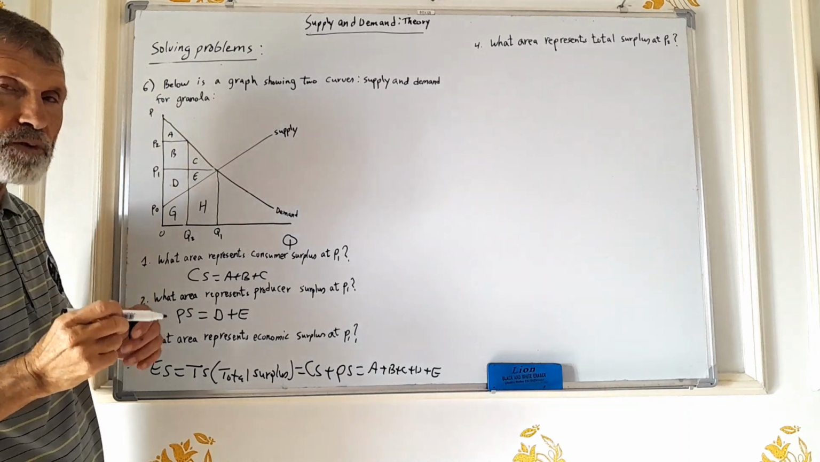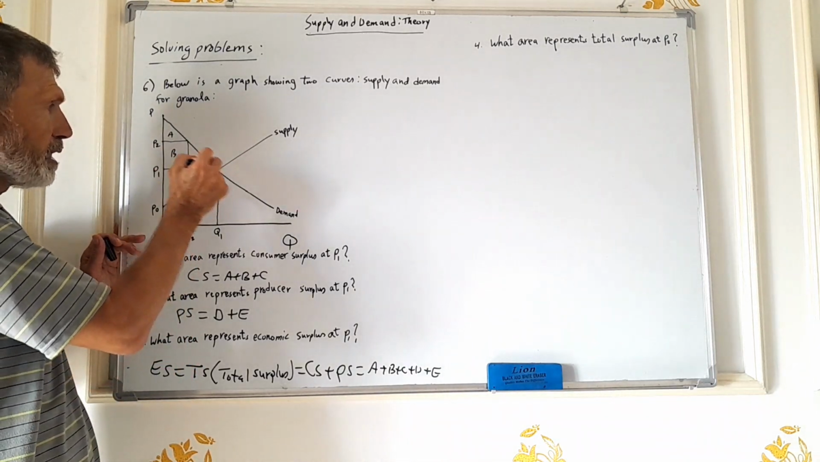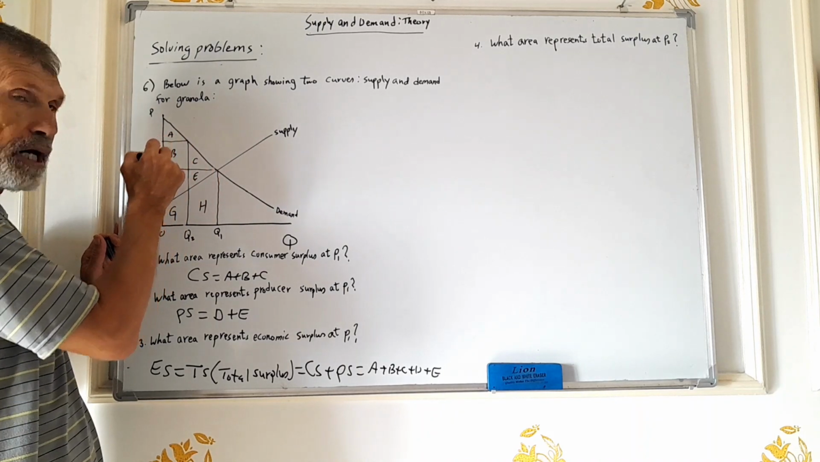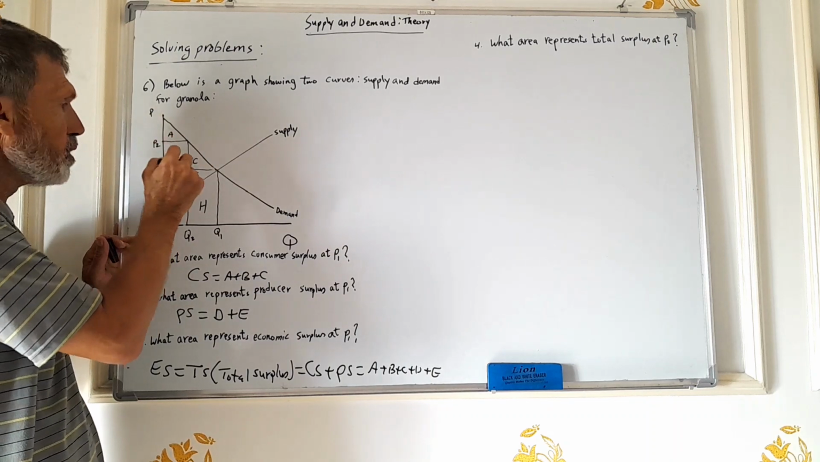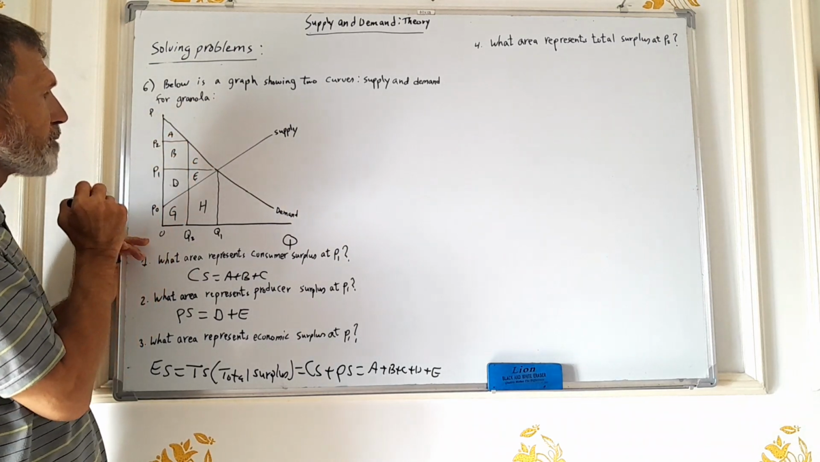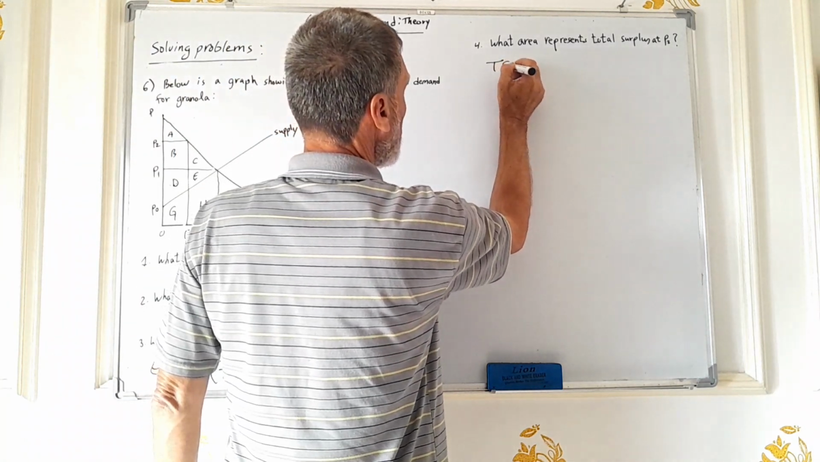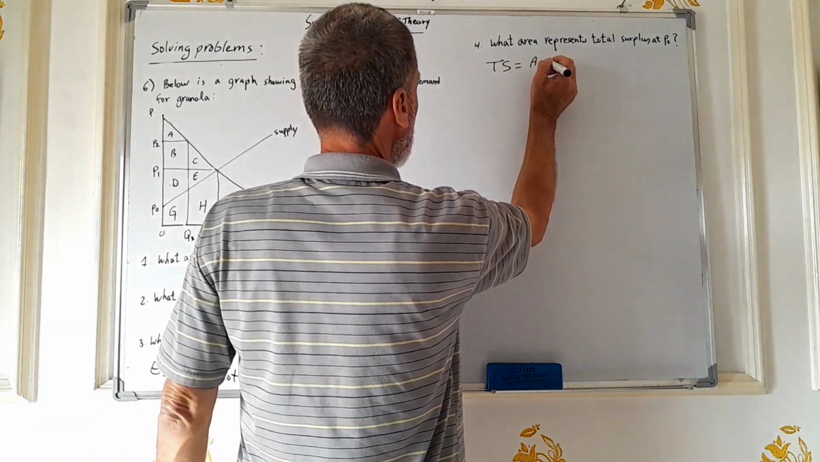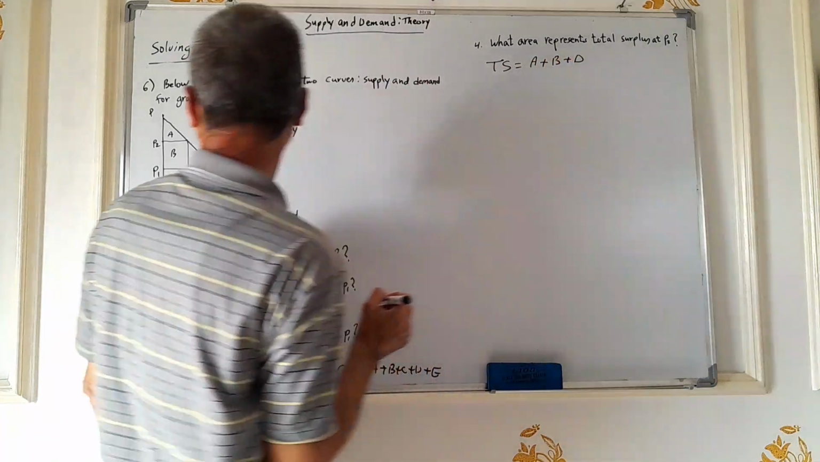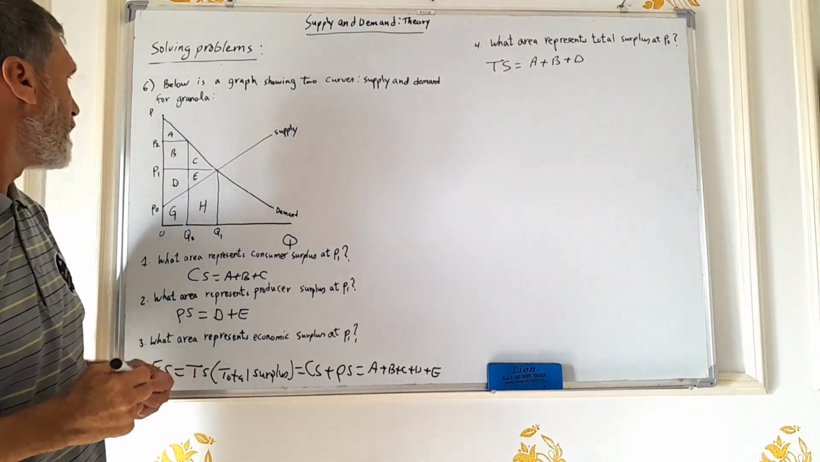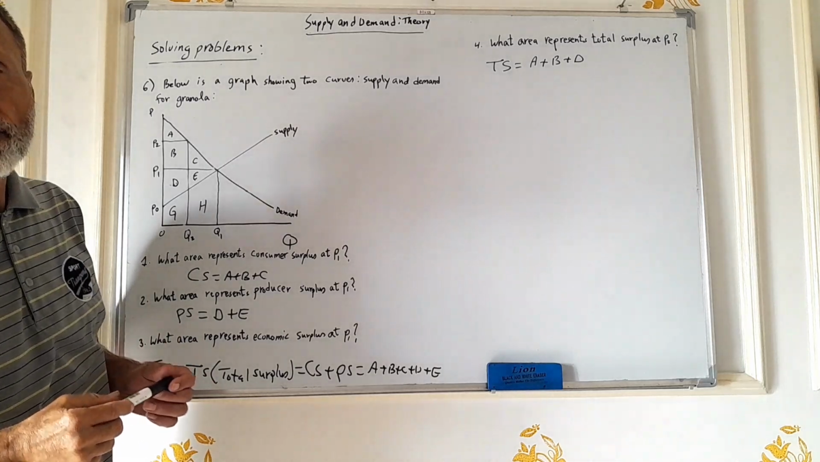So now we have to look for the producer surplus. It is the area above the supply curve and below the price. The new price is P2, so it's going to be B and D. So total surplus is going to be equal to A plus B plus D. And this is basically the total surplus when the price is P2.